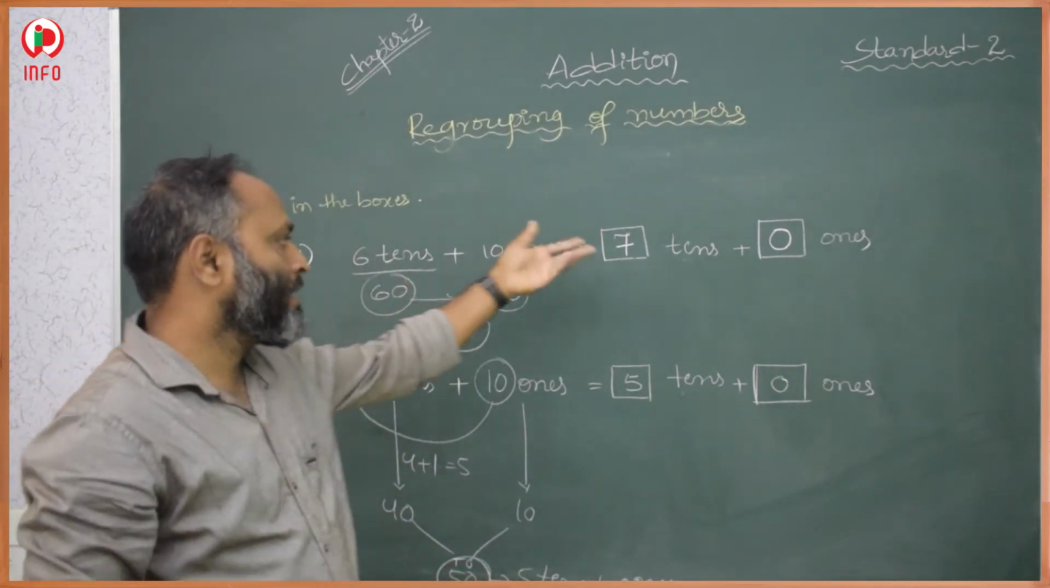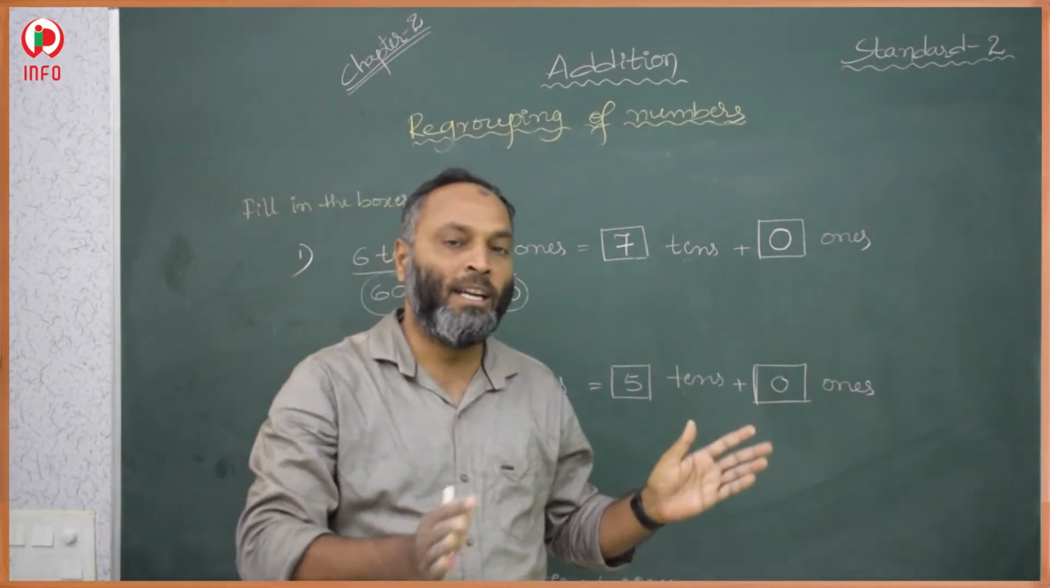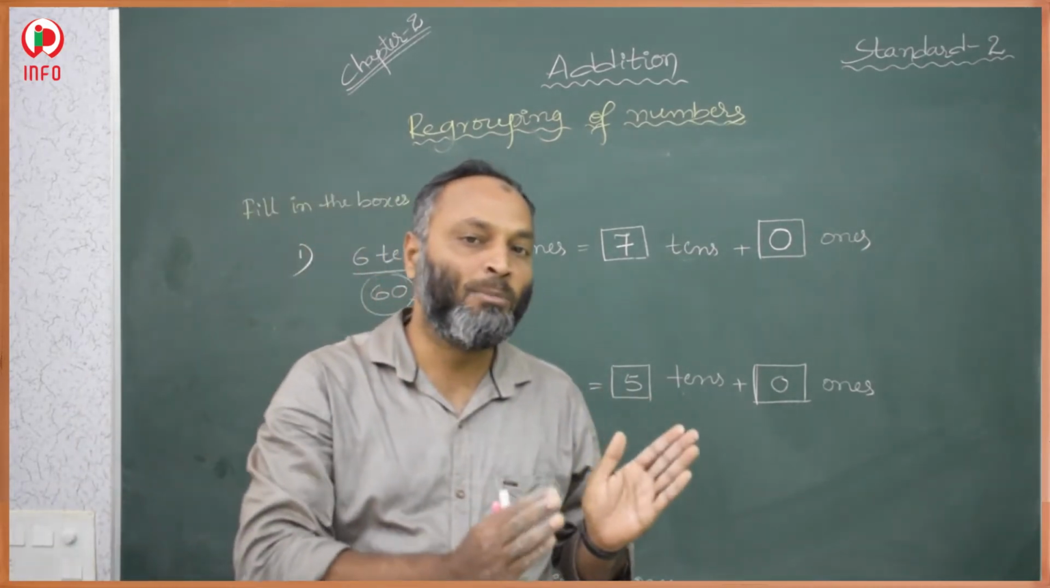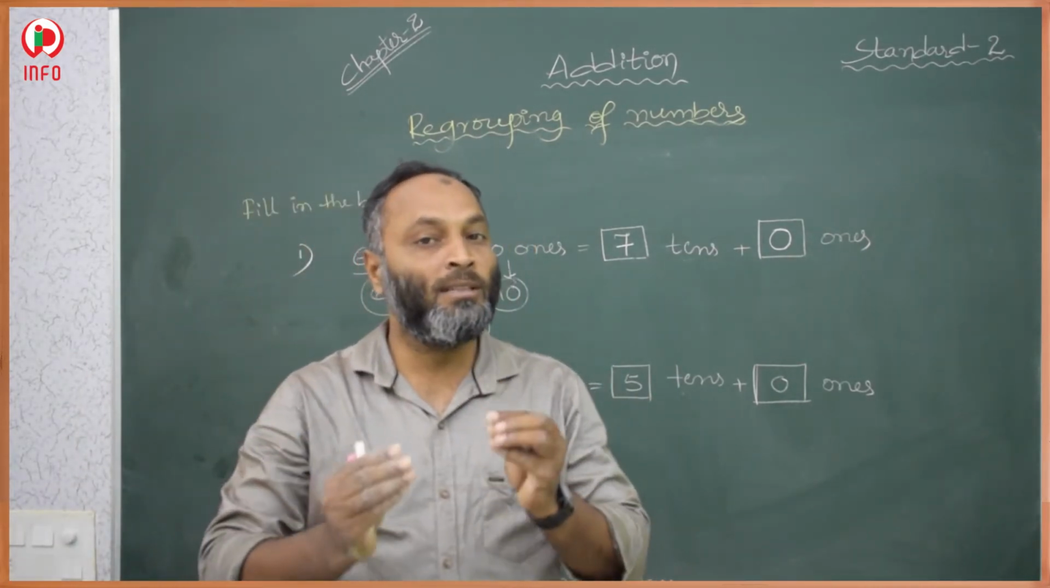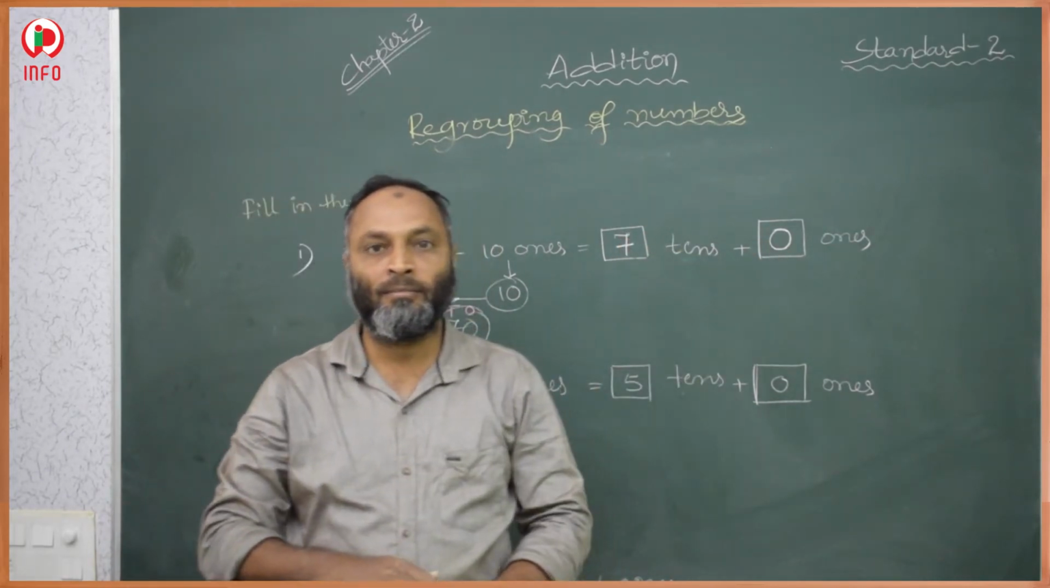Whenever a blank sheet question is given, just add how many ones are given and how many tens are given, and write your solution. In the solution, what is in the tens place and what is in the ones place, you have to write in these boxes.